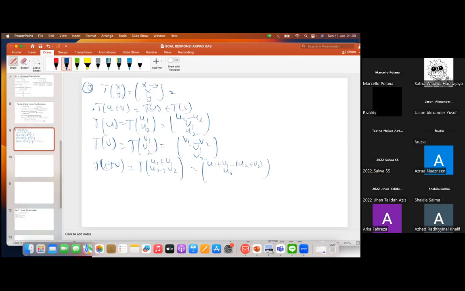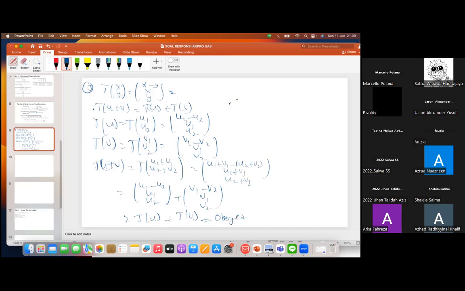And this is U1 plus V1, this is U2 plus V2. Now if we expand this, we can get U1 minus U2, U1, U2 plus V1 minus V2, V1, V2. So this is equivalent to TU, as you notice, plus TV. And so axiom 1 is obeyed.